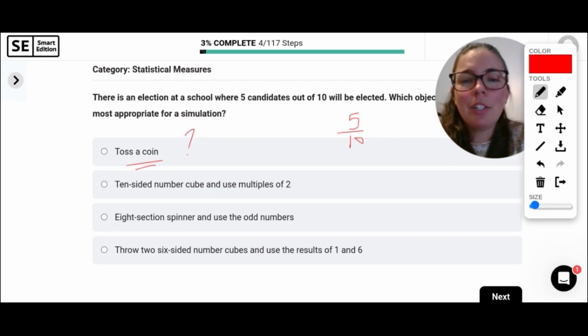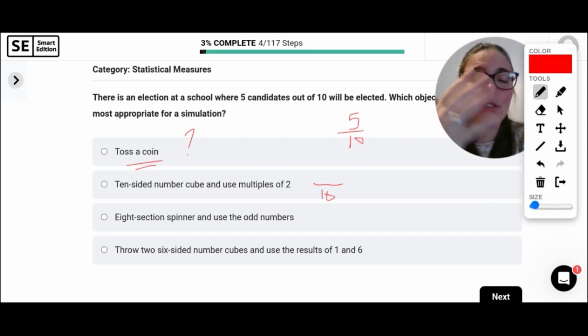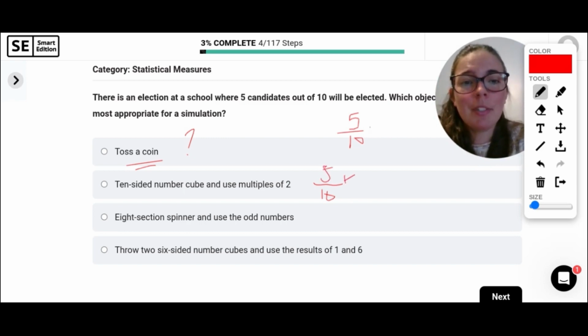A 10-sided cube and use multiples of 2. If we have a 10-sided cube, there would be 10 options. Multiples of 2 would be 2, 4, 6, 8, and 10. So there would be 5 out of 10. Well, that matches up perfectly with what we started with, right? So that one looks good.